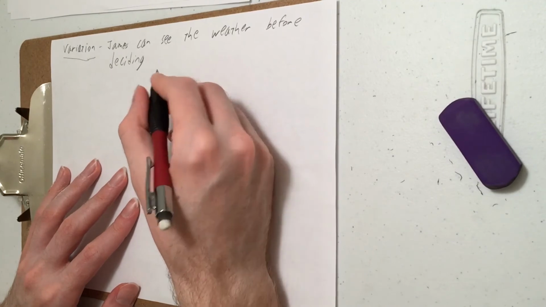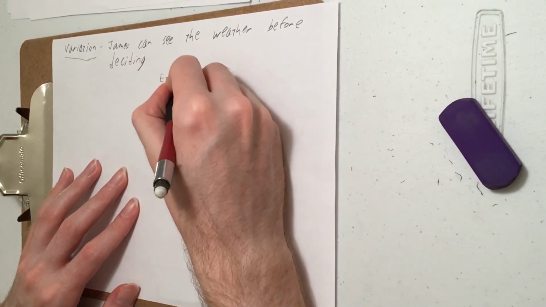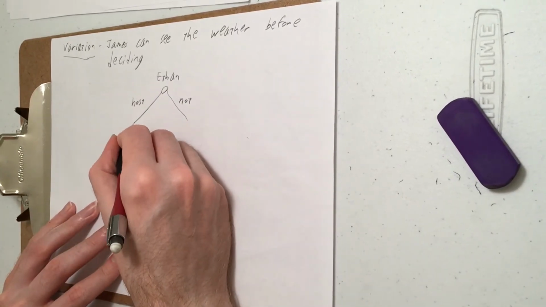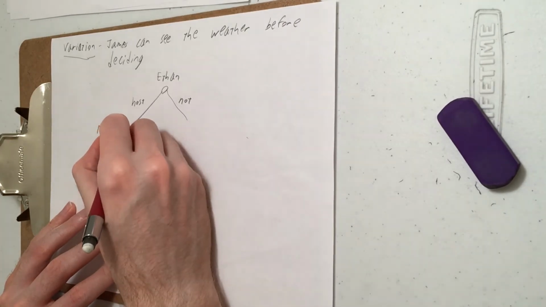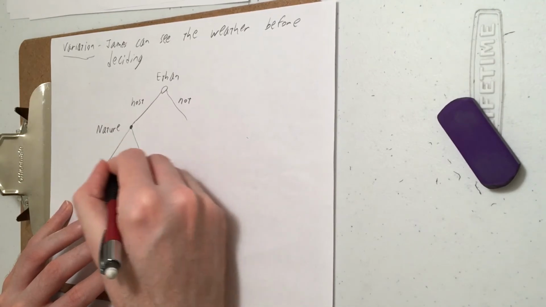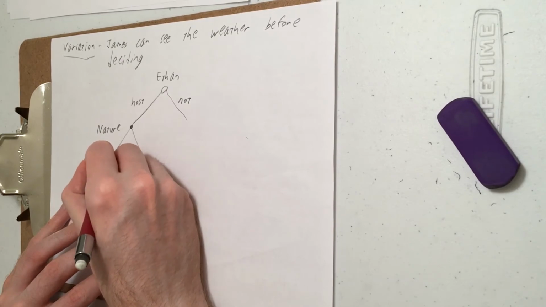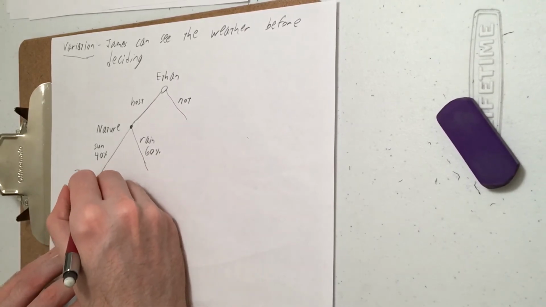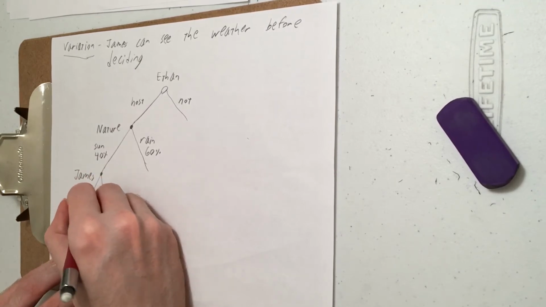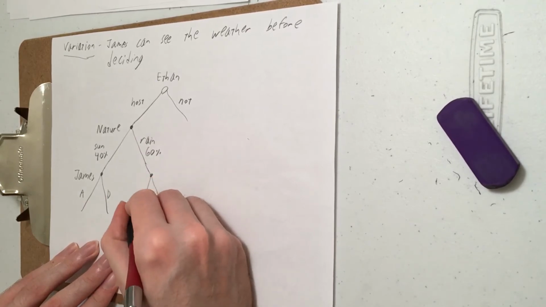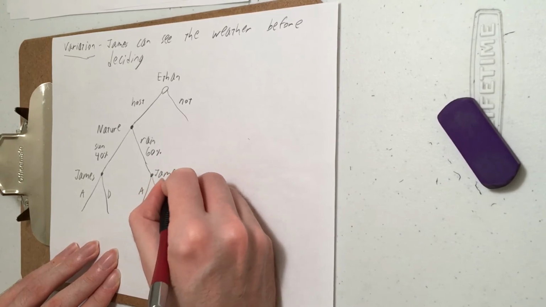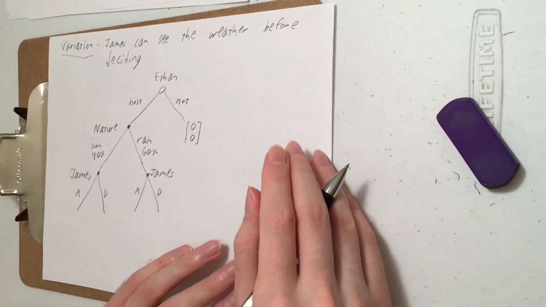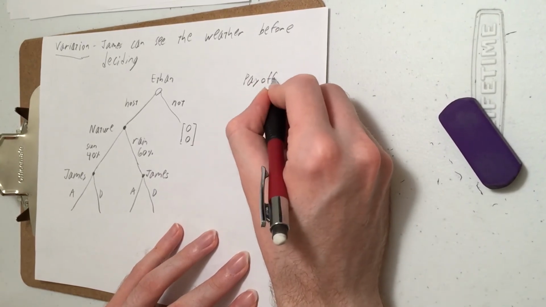So here's how we would model that. We still have Ethan over here at the top, deciding to host or not. But now the next move is made by nature. This time it's going to be rainy or sunny. Same probabilities. And after that, James can decide accept or decline. And payoffs are still going to be Ethan on top, James on the bottom.